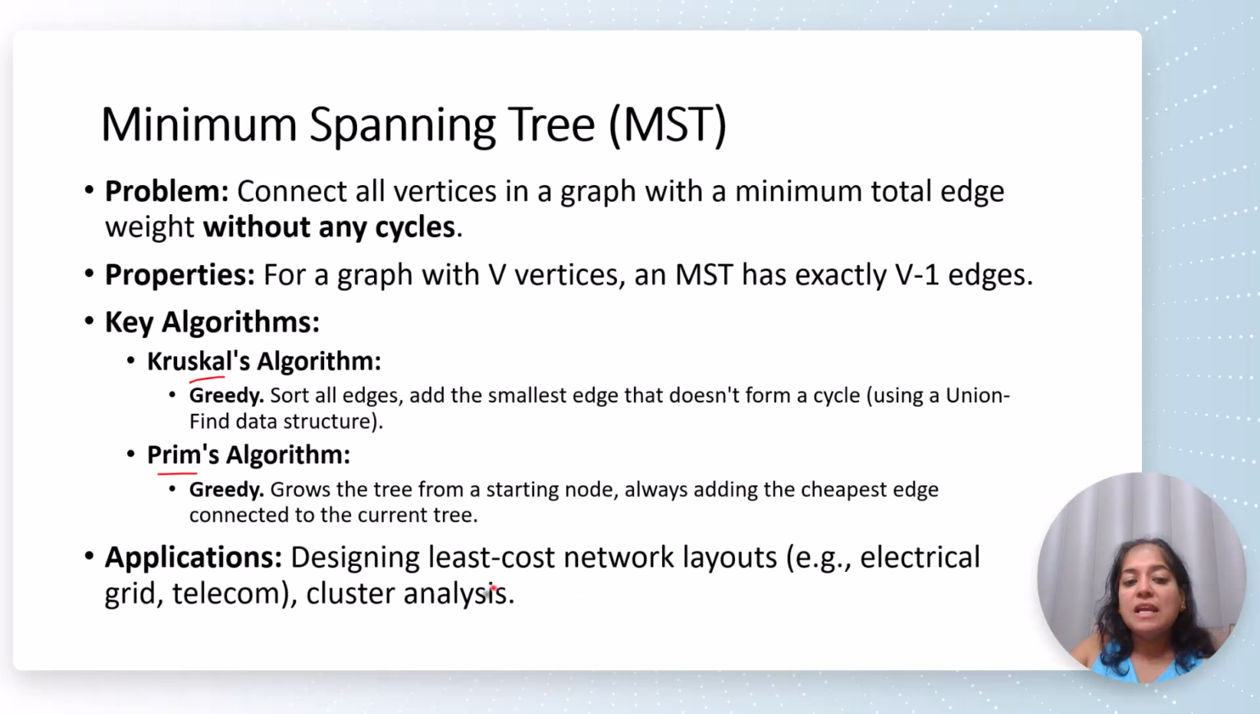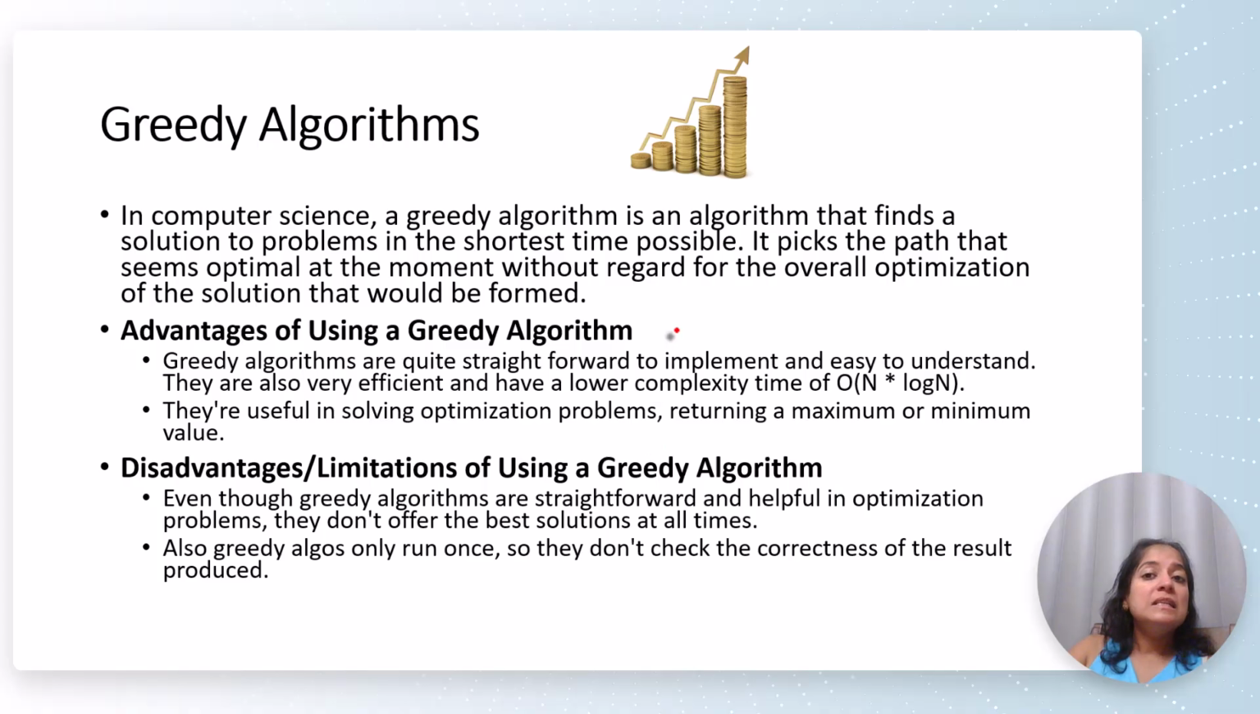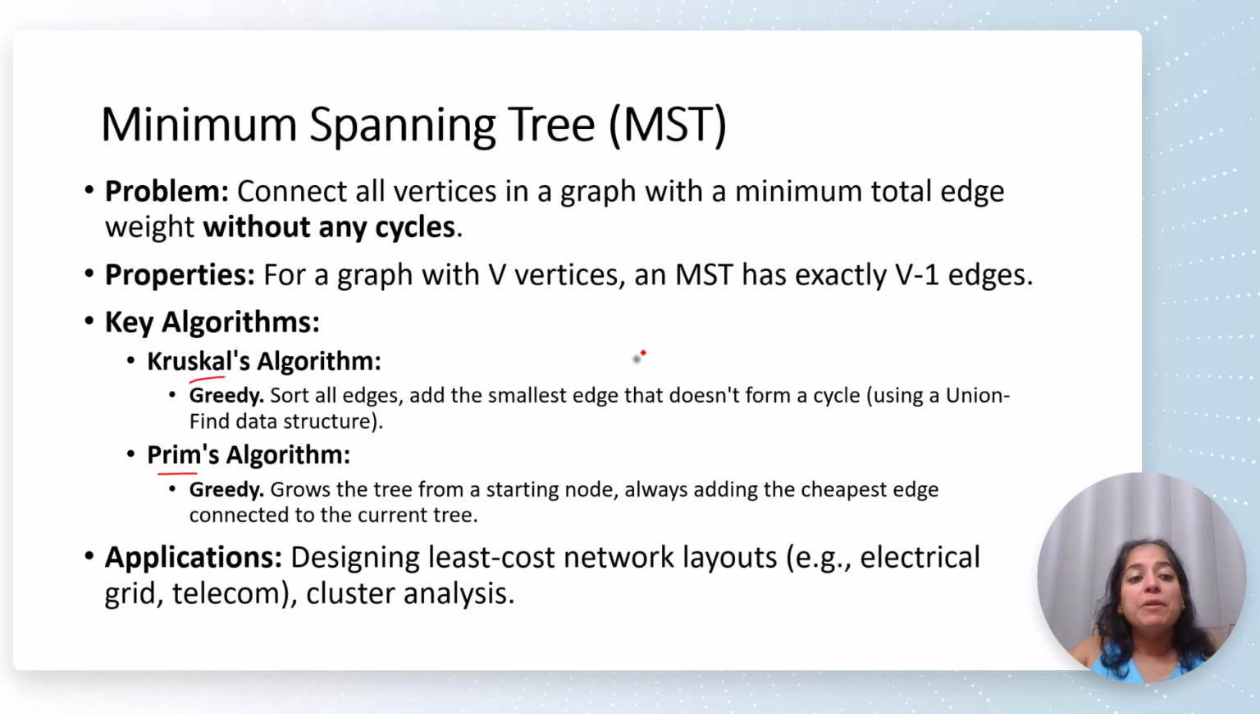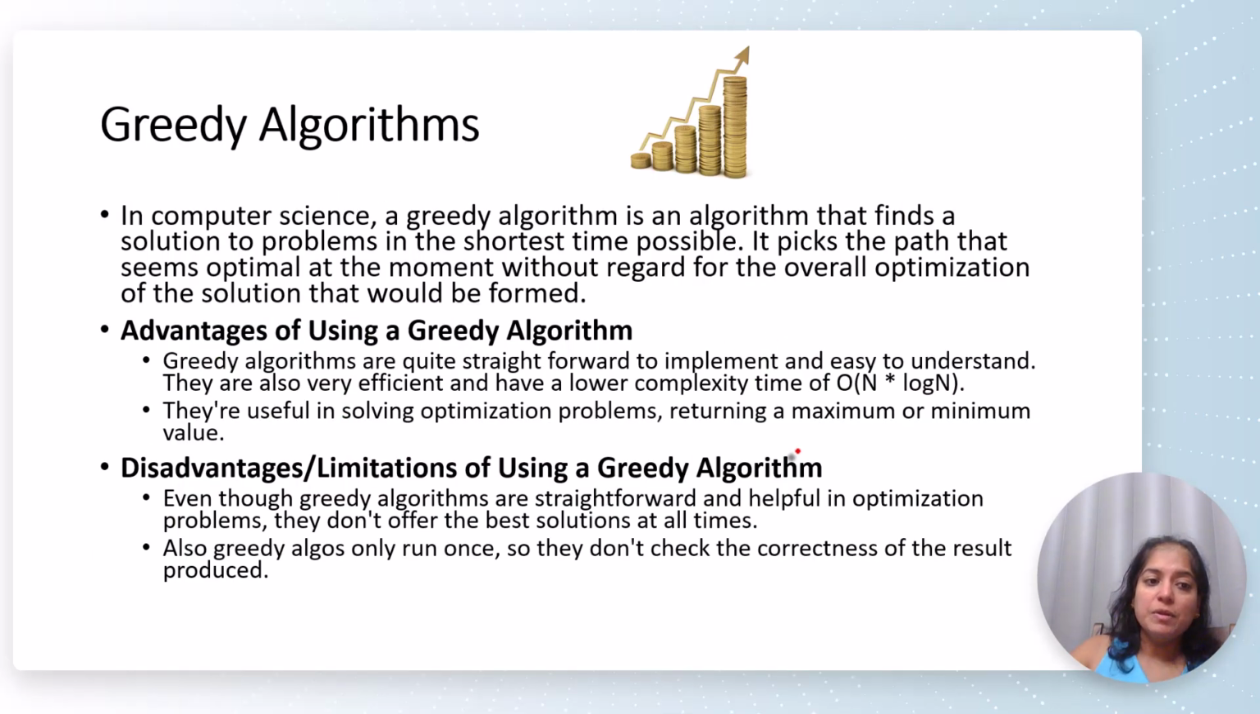So applications are like designing least-cost network layouts in the electrical grid or telecom, or cluster analysis. There are lots of applications. Then greedy algorithm. We discussed earlier that Prim's algorithm, Kruskal's algorithm, Dijkstra's algorithm, all these are based on greedy algorithms. Now, what are greedy algorithms?